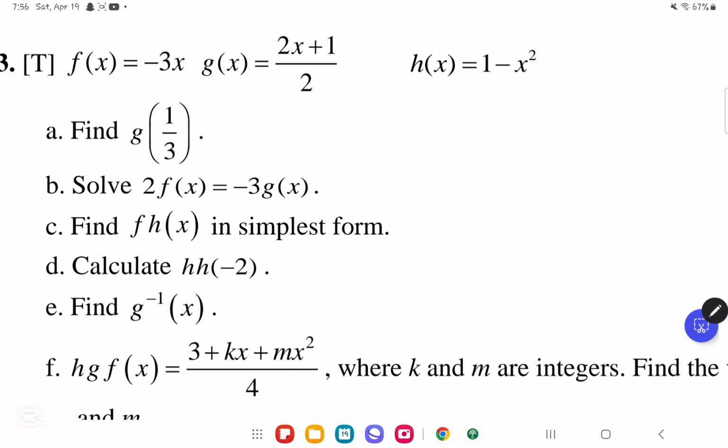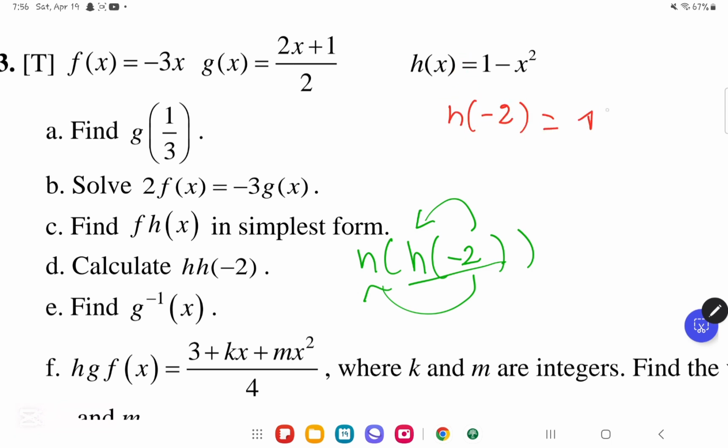We move on to part D. In part D, they said calculate h of h of minus 2. So what is this? This is h of h of minus 2. So minus 2, you will first put it into h, and then whatever answer you get of h of minus 2, you will put it into h again. So first of all, h of minus 2 is equal to 1 minus (minus 2) squared. So 1 minus 4, which is minus 3.